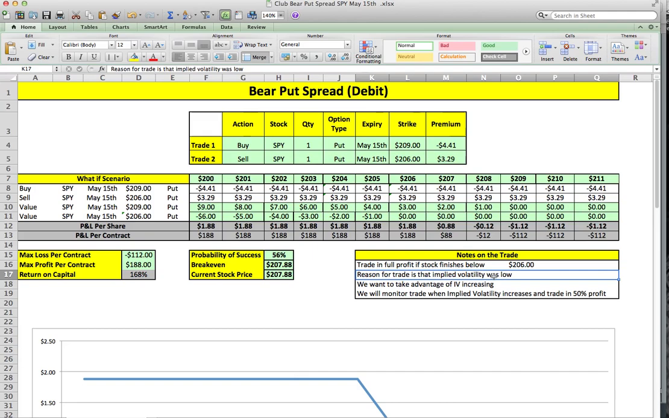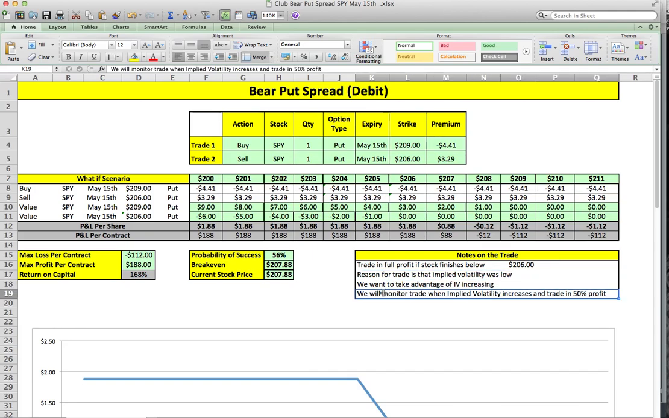And remember how options are priced. They're priced based on real value and time value, and implied volatility is a critical part of that time value. So if implied volatility has dropped, that means the value of the options may have dropped. And as implied volatility increases, we make a profit out of that. So we want to take advantage of implied volatility increasing.